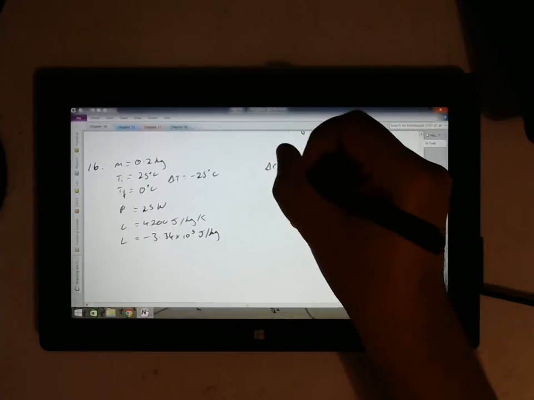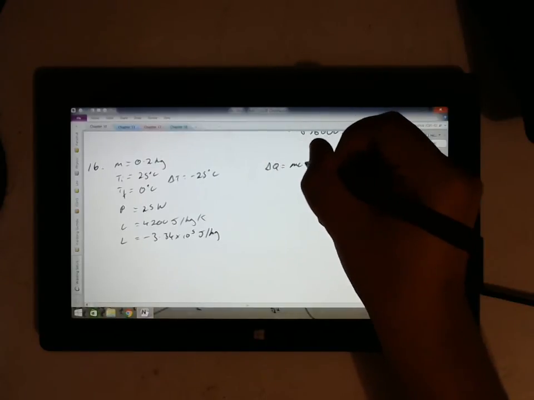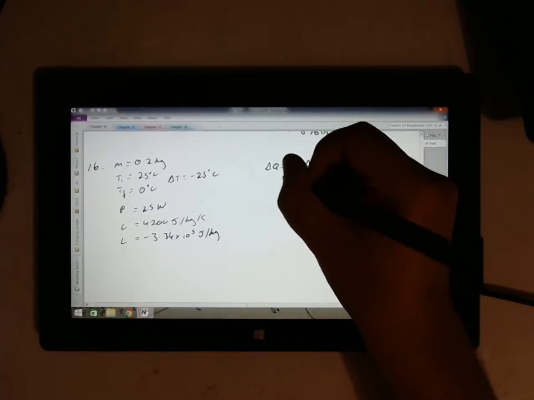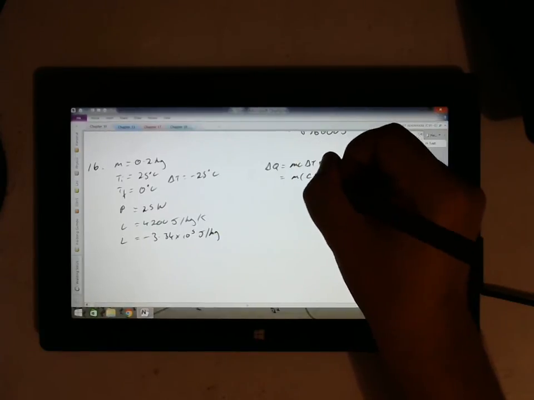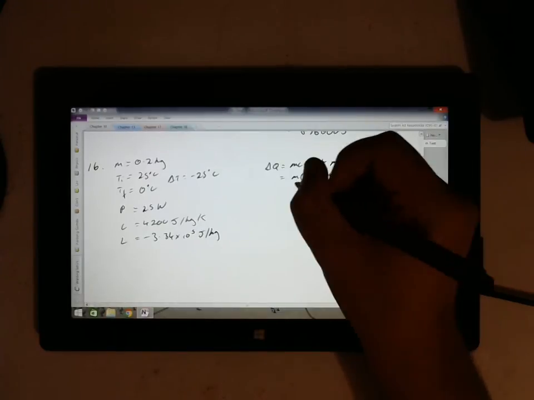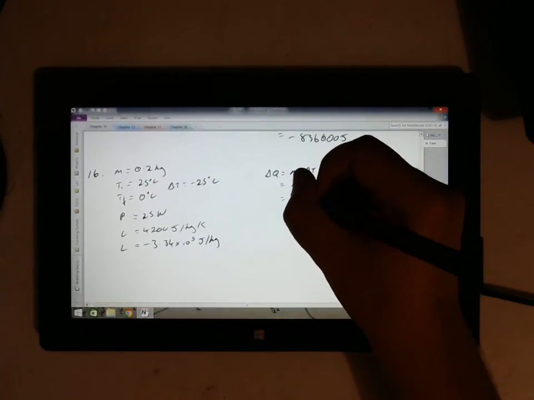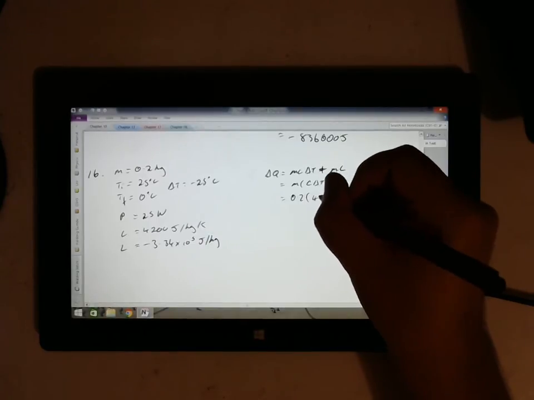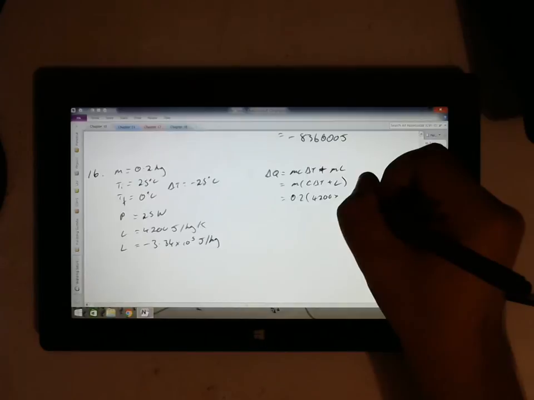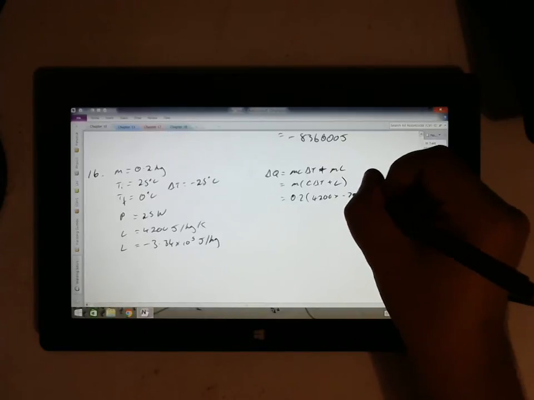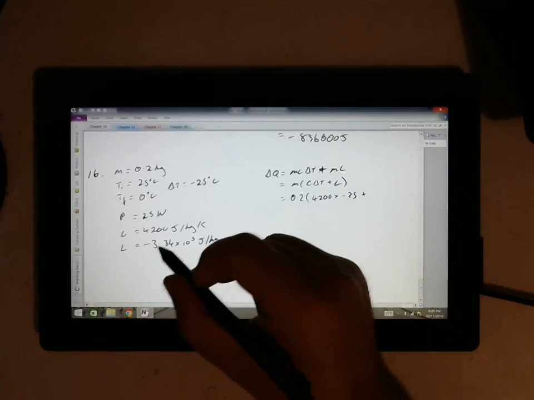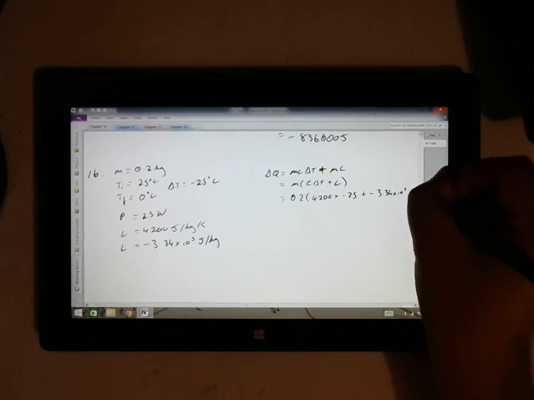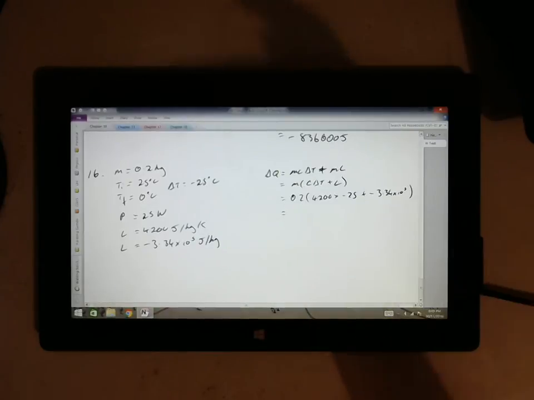So ΔQ = mcΔT + mL = m(cΔT + L). Substitute: 0.2 times c of water, which was 4200, times ΔT, which was negative 25, plus, and that L is going to be negative 3.34 × 10^5. Let's solve that.